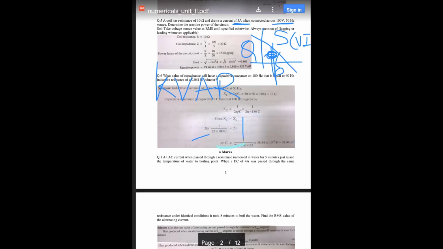Similarly, I have explained to you the impedance triangle. In this impedance triangle, Z is here, R is here, and X is here, with the same angle phi. First of all, R is known to us, and the coil impedance Z is V upon I.